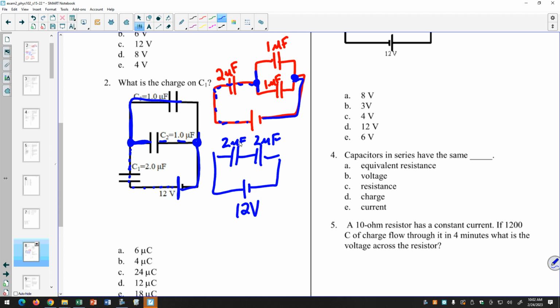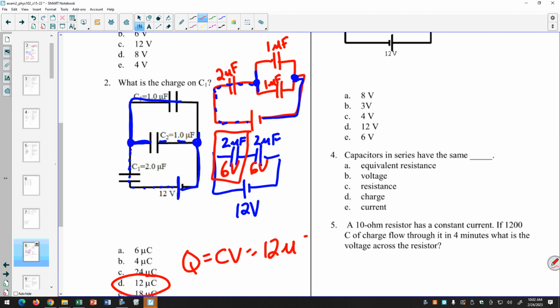12 volts. I know if I have 2 identical capacitors in series, do capacitors in series split or share the voltage? They split it up, right. And if they're identical capacitors, they're going to split it evenly. So I have 6 volts and 6 volts. And now I can just answer my question, because this is C1 right here. I know the voltage, so I can find the charge. Q is equal to C times V. 2 times 6 is 12 microcoulombs.